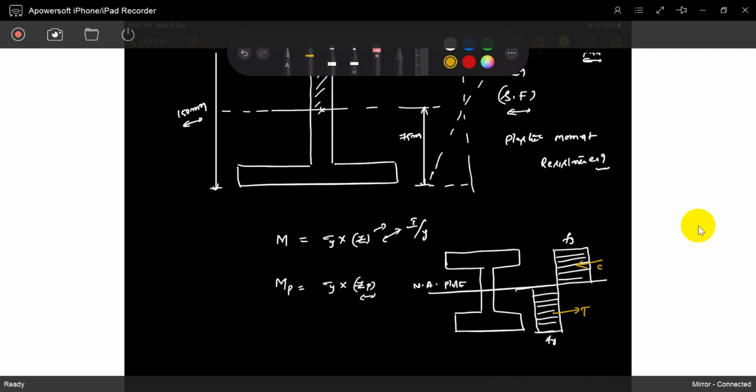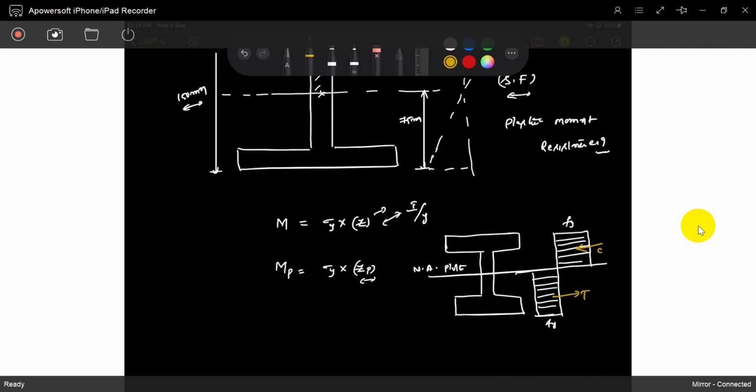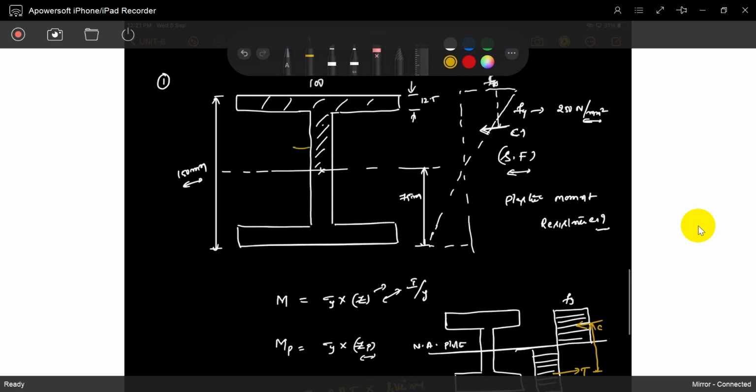See, so M is the compressive force or tensile force multiplied by the lever arm. Do you understand? So the thickness is also 12.5 mm.